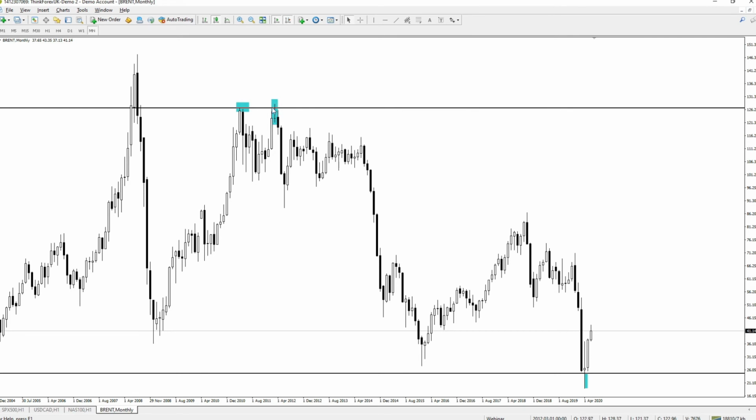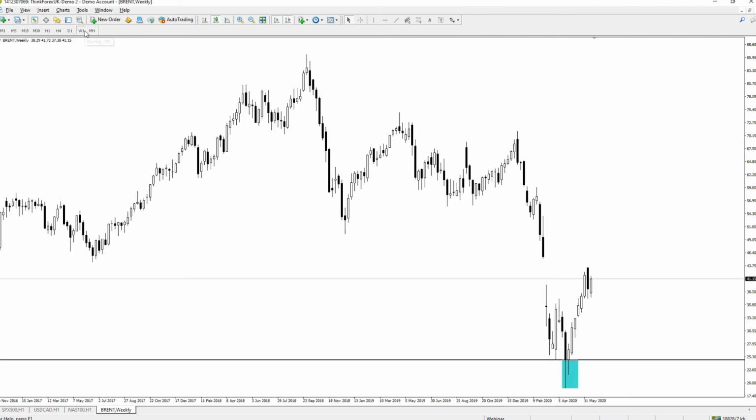And following the formation of that candle, look how price went down and stayed down. In fact, crude oil has never got back to this level. So you can see the importance of the higher time frame setups. I can show you further examples. Let's go back to the weekly.